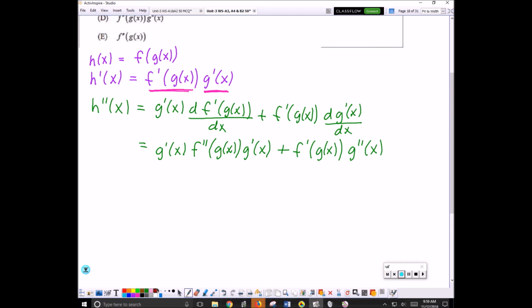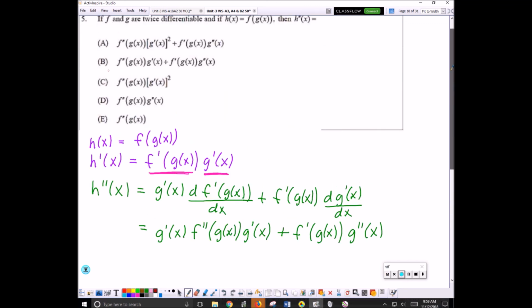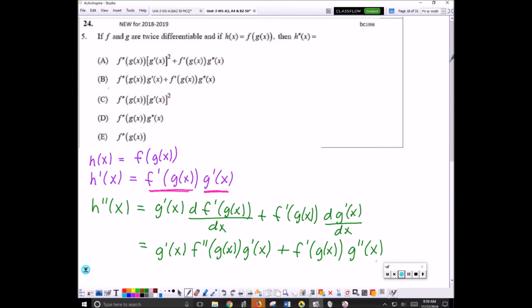Now I kind of need to look at what I wrote versus the answers. So I look here and notice this is g prime times f double prime of g times g prime. So these two are the same, so that's g prime squared, that's this. And here's my f double prime of g. So A is the answer.